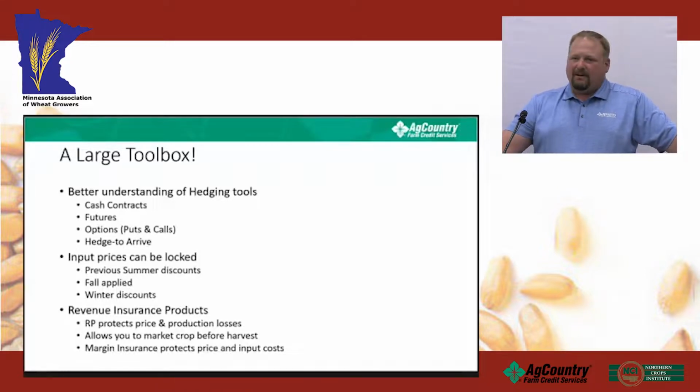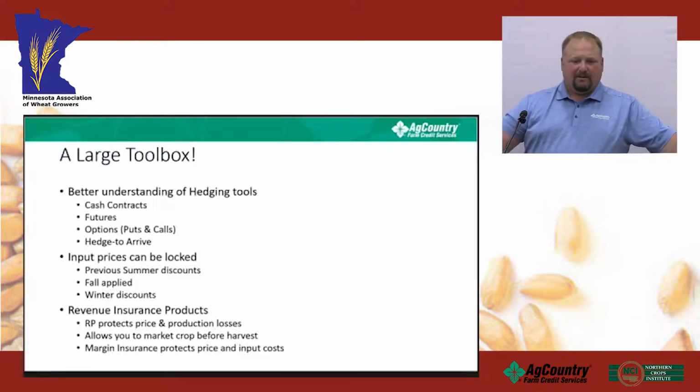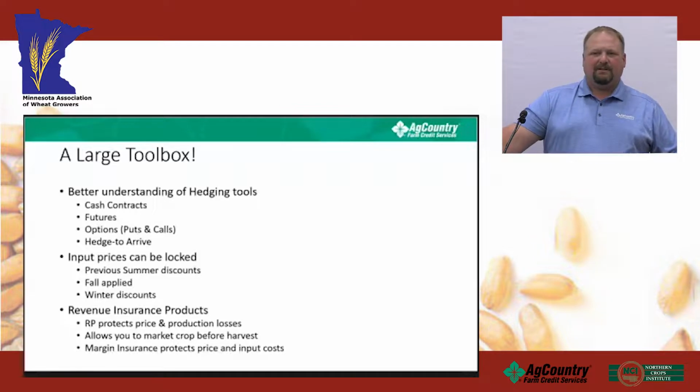Hedge to arrives, again, is just another way to utilize the futures market at your local elevator. And in using those hedge to arrives, I saw Brett utilize that in one of his examples here today. Those are tools that are out there that help you, the farmer, mitigate the risk going into harvest and knowing what you've got. Input prices can also be locked.